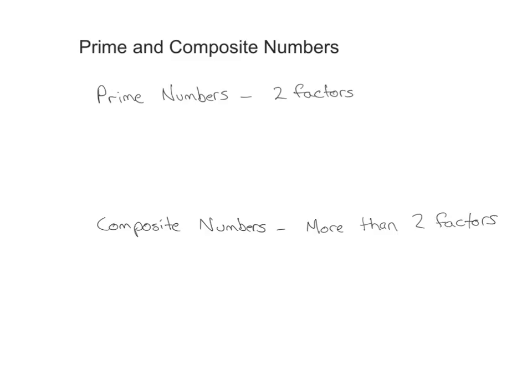Here's what we're going to do. We're just going to define basically two words for you today, and they're important words. First one is prime numbers, and the second one is composite numbers. So let's start with prime numbers. What is a prime number?